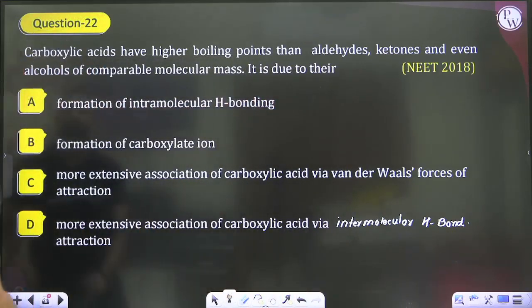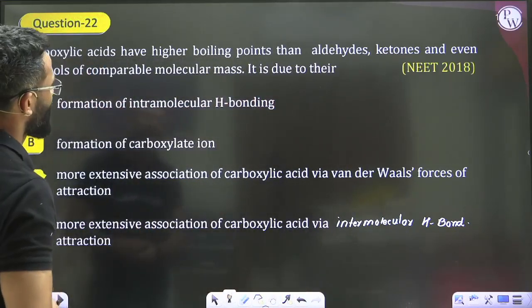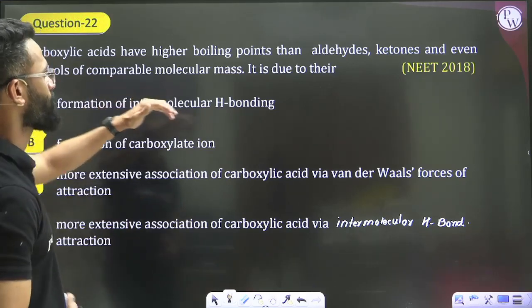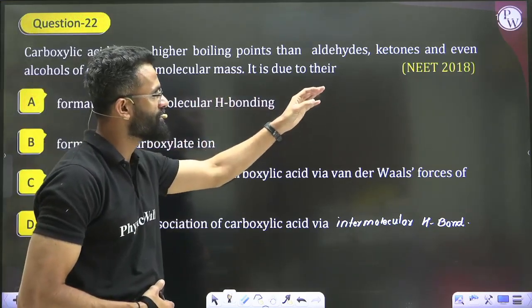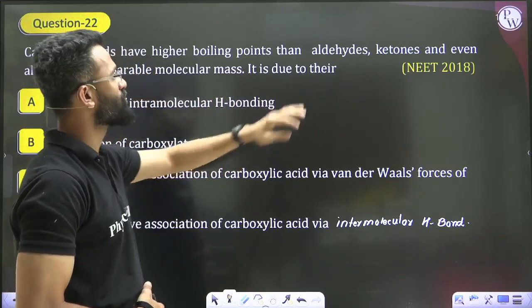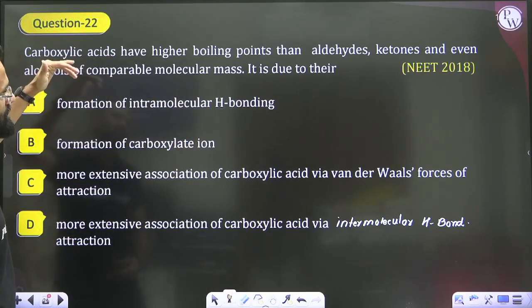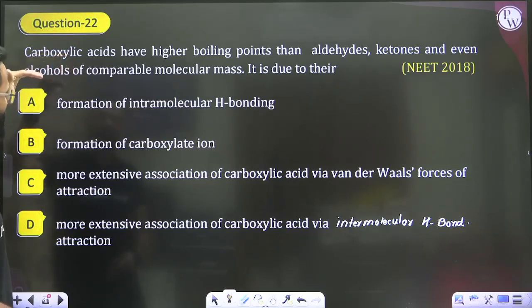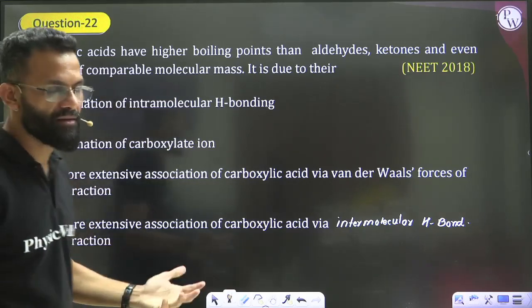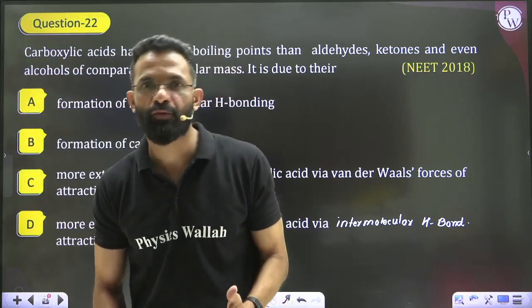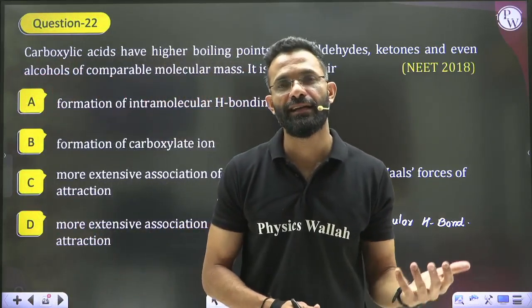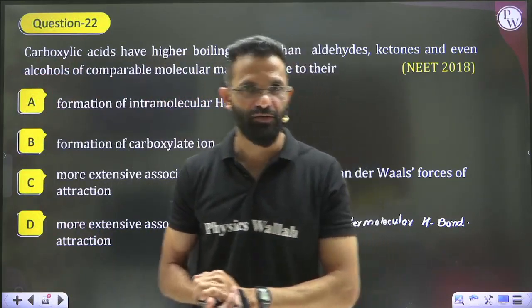Okay, guys, look at the question now. Carboxylic acids have higher boiling points than the aldehydes and ketones and even that of alcohols of comparable molecular masses. It is due to their ability to do what? I mean, we have seen that the boiling point property is directly related to the intermolecular association among the molecules.